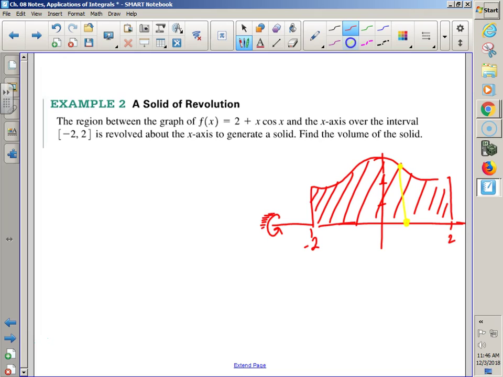Is this a dx or a dy? Dx. Volume is equal to pi times the integral from -2 to 2 of, squared, technically, 2 plus x cosine of x minus 0. Why am I showing you minus 0 if minus 0 has no bearing on the actual answer of this problem? To show the minus 0, this is the spot where I would put the bottom bound.